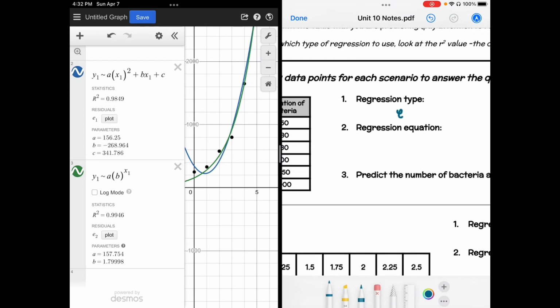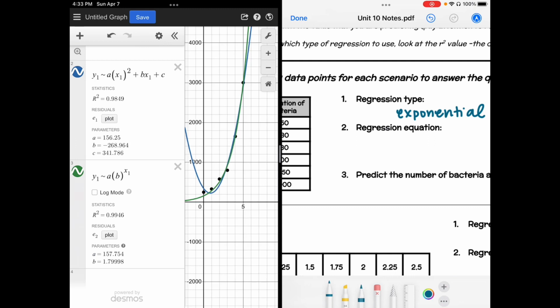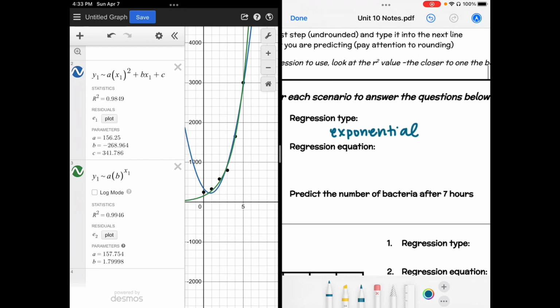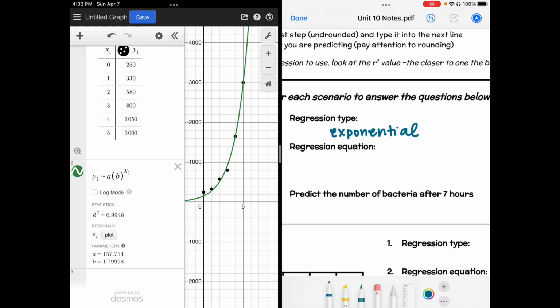So I'm going to go ahead and write that our regression type is exponential. And you maybe would have been able to tell that because they're all really close together, then suddenly it pops off. Usually that means exponential. All right, so for our equation, this question doesn't give us any type of rounding. Let's go ahead and round this to 2 decimal places. So I'm going to ignore this. I'm just going to erase our quadratic because we picked exponential.